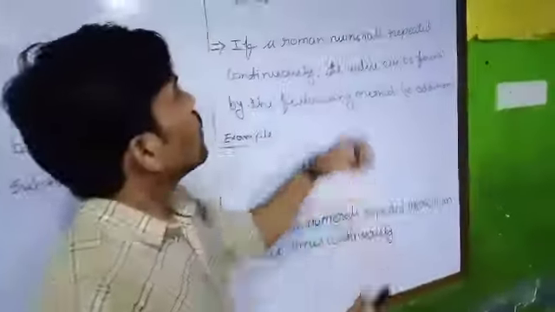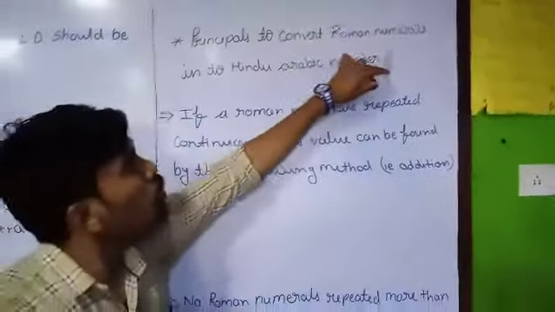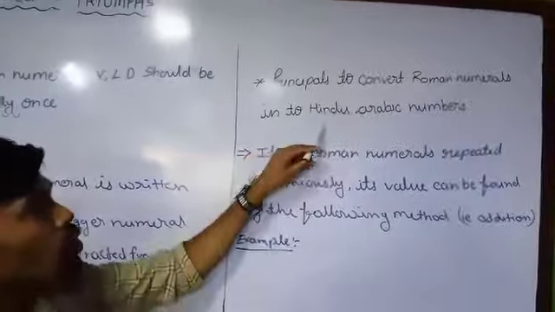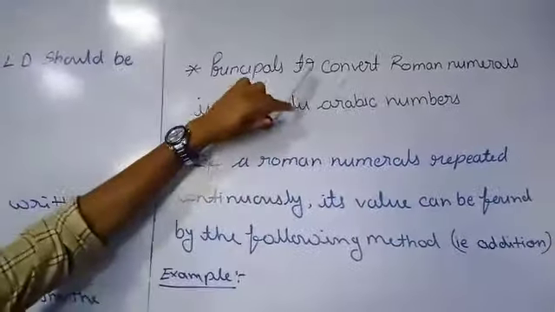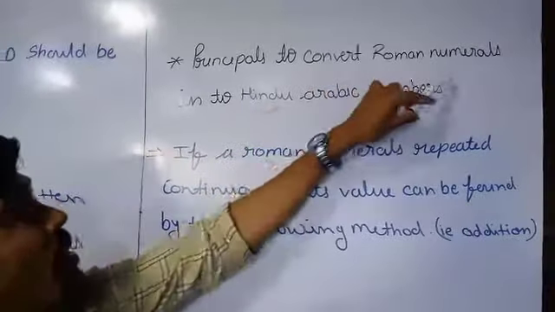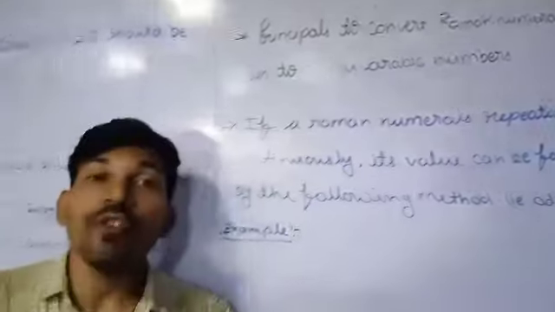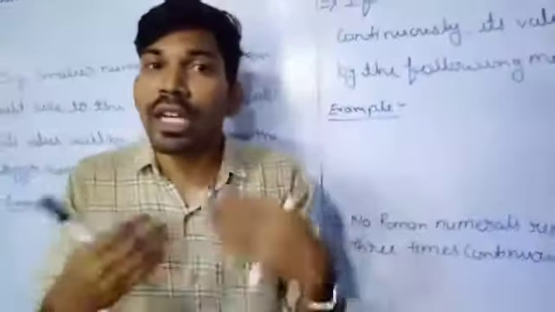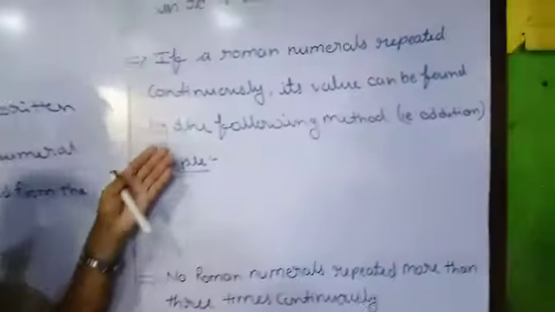Now, what is the principle? The principle is to convert Roman numerals into Hindu Arabic numbers. Means if we have a Roman numeral, how can we convert that into a Hindu Arabic number? For that we have a few principles.